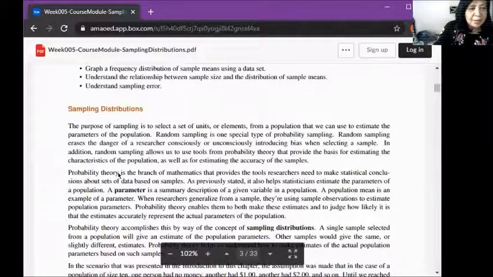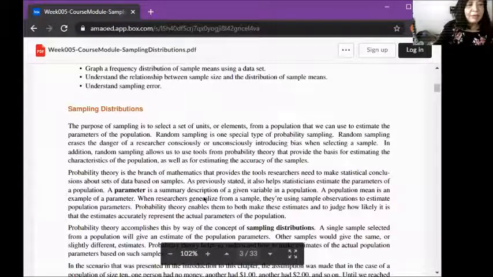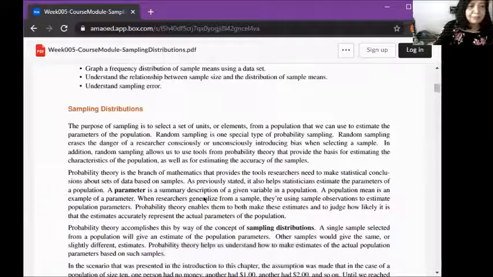What is probability theory? It is a branch of mathematics that provides the tools researchers need to make statistical conclusions about sets of data based on the samples obtained from the population. As previously stated, it also helps statisticians estimate the parameters of the population. As I said, instead of considering the whole population itself, you just need to get samples to be able to estimate the parameters of the population.